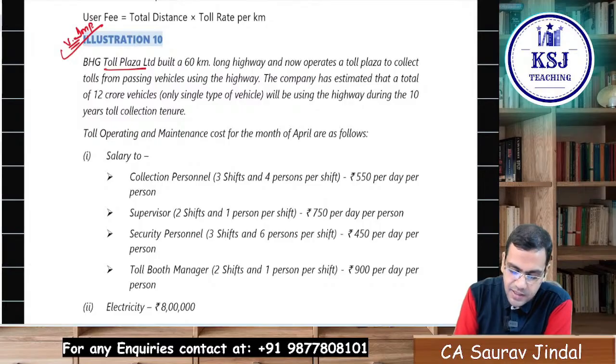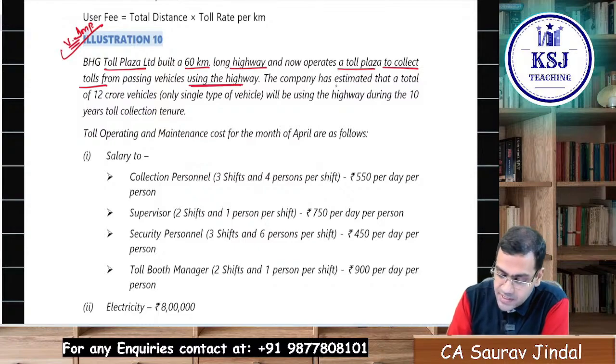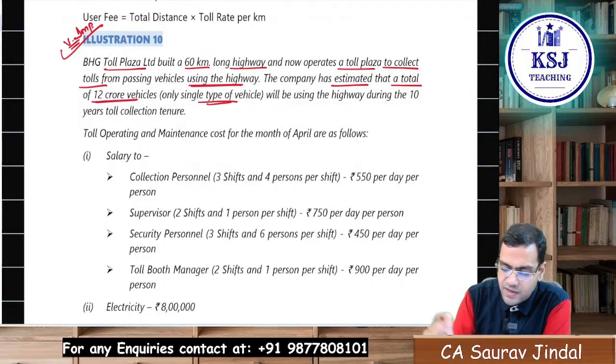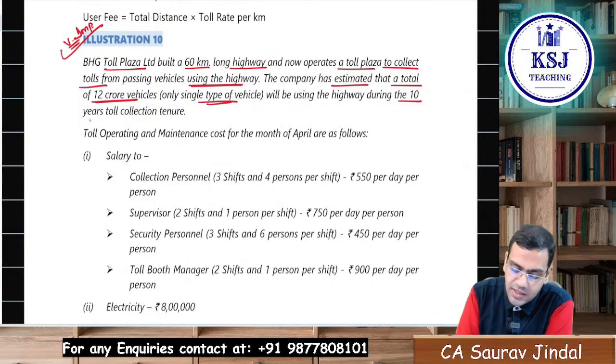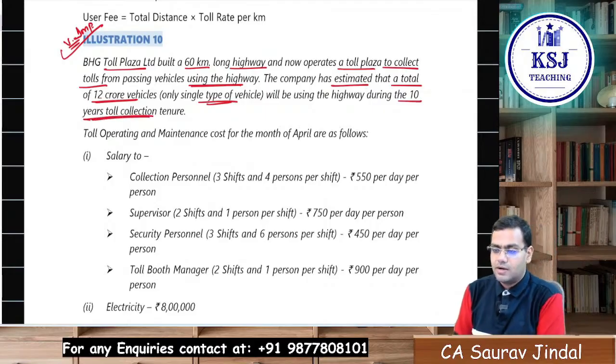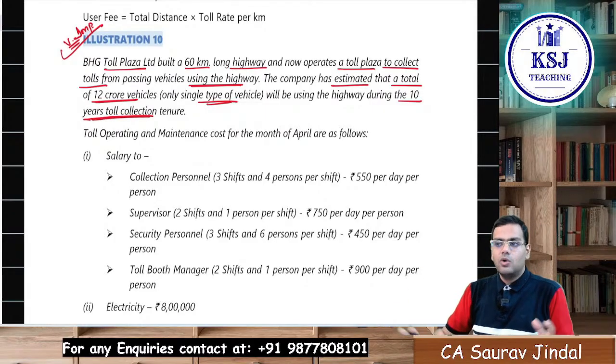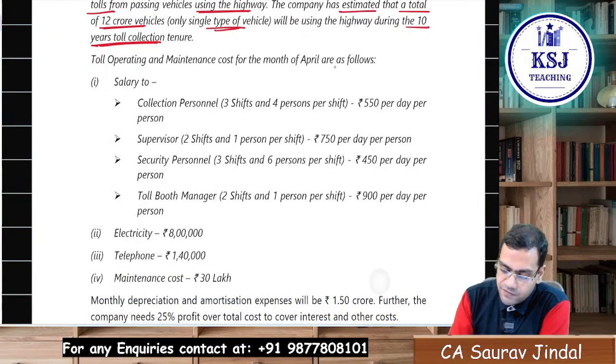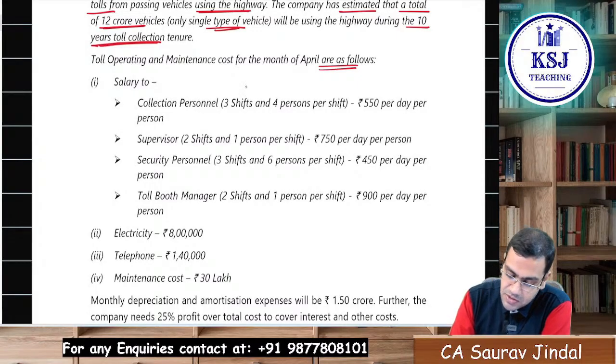BHG Toll Plaza Limited built a 60-kilometer long highway and now operates a toll plaza to collect the toll from the passing vehicles using the highway. The company has estimated that a total of 12 crore vehicles, only single type of vehicle, will be using the highway during the next 10 years toll collection tenure. In the 10 years, 12 crore vehicles will pass through that toll. The toll operating and maintenance cost for the month of April are as follows. Salary to collection personnel, 3 shift, 4 persons per shift, 550 per day per person. So what will be the cost?